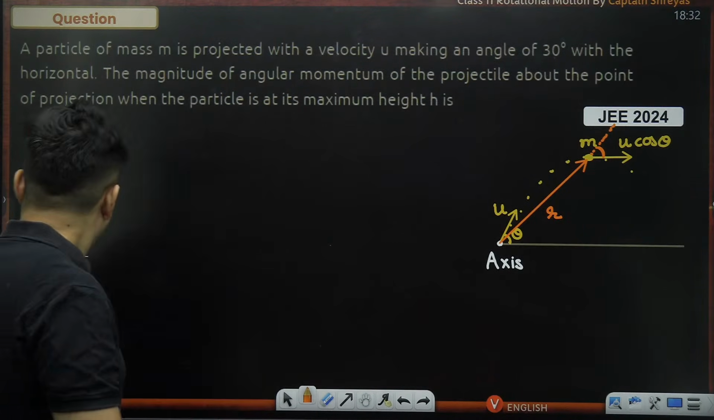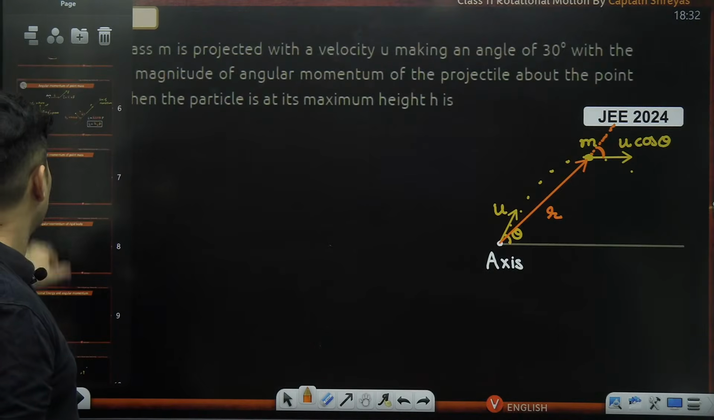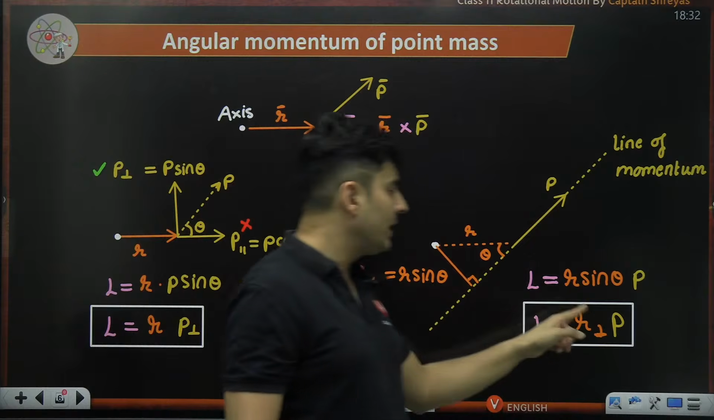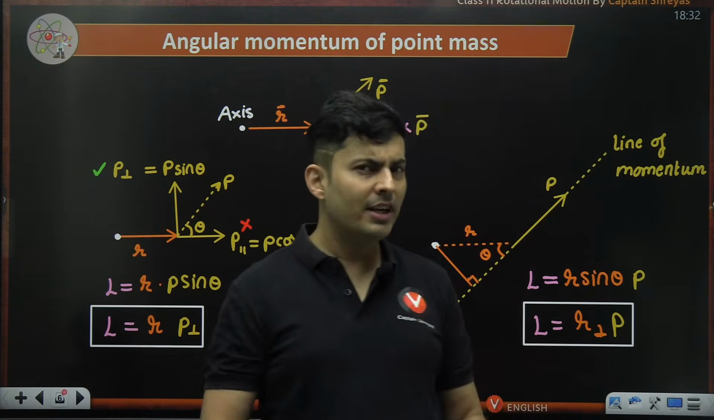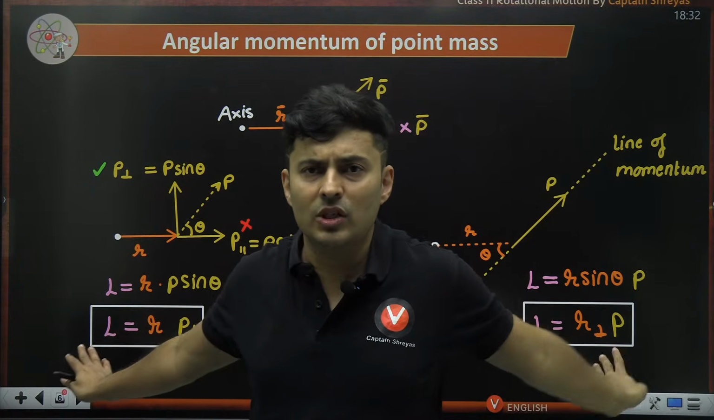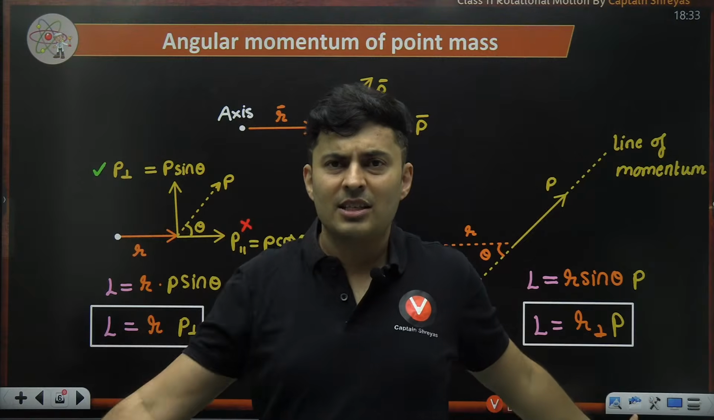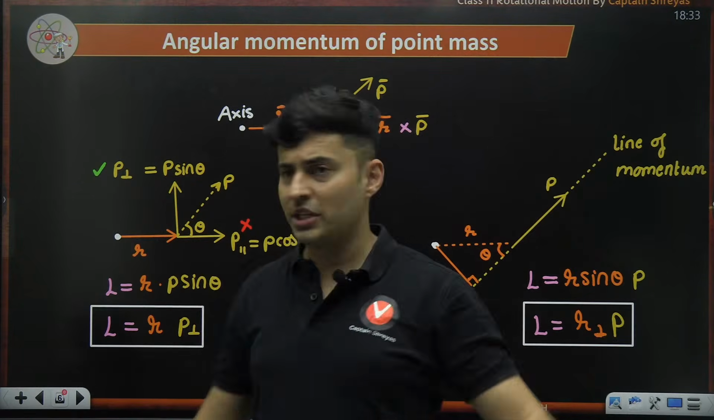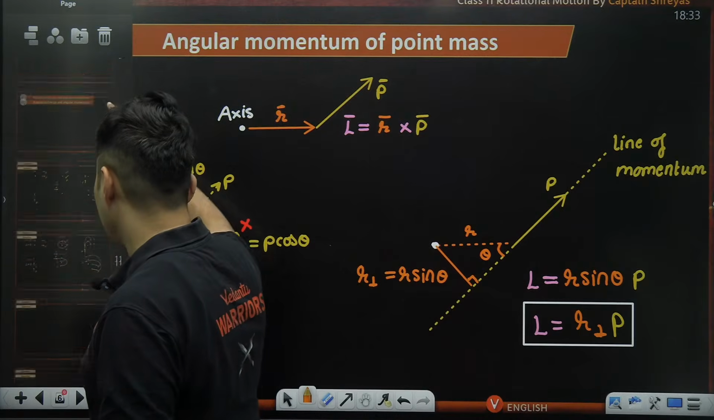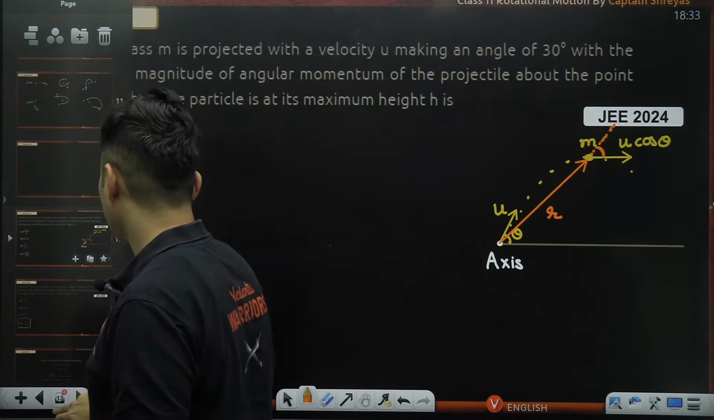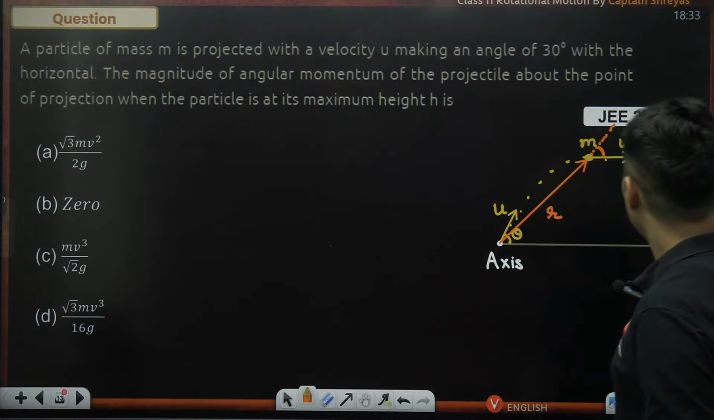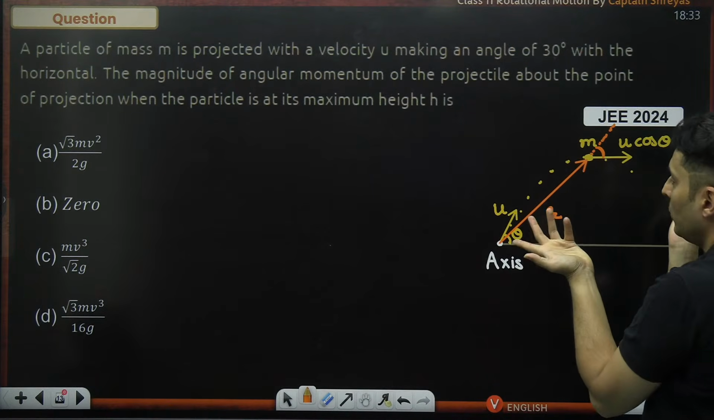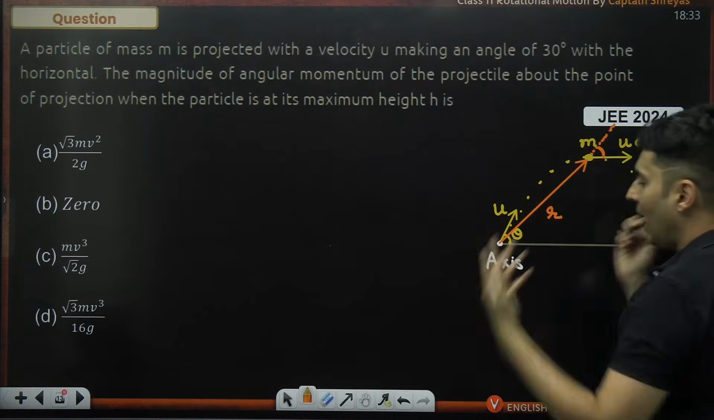I will think of the two techniques which we have just learned: either split momentum or split position vector. Which one do you think is more convenient, splitting the momentum or splitting the position vector? One of these techniques is definitely going to help me. If I have to split the momentum vector, again I have to know this angle which I do not know. I think splitting r will be better.